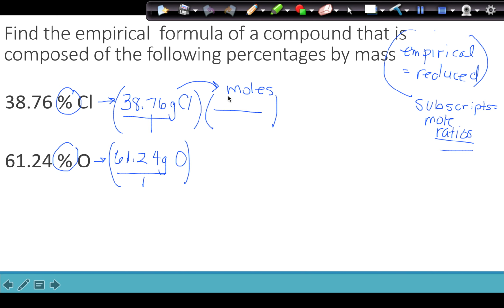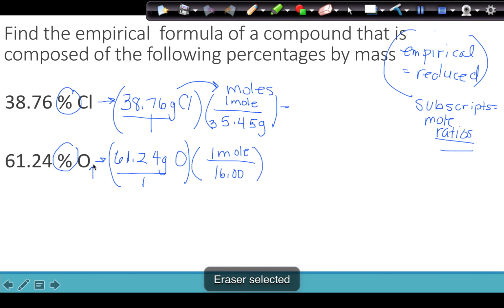So since we're in grams, remember that we're going to multiply by 1 mole over the mass of 1 mole. For chlorine, it's 35.45. And for oxygen, it's 16.00. Remember, this doesn't have a subscript here. So since there's no subscript there, we're finding the mass of oxygen, not the mass of O2 like we do if we're talking about it as an element.